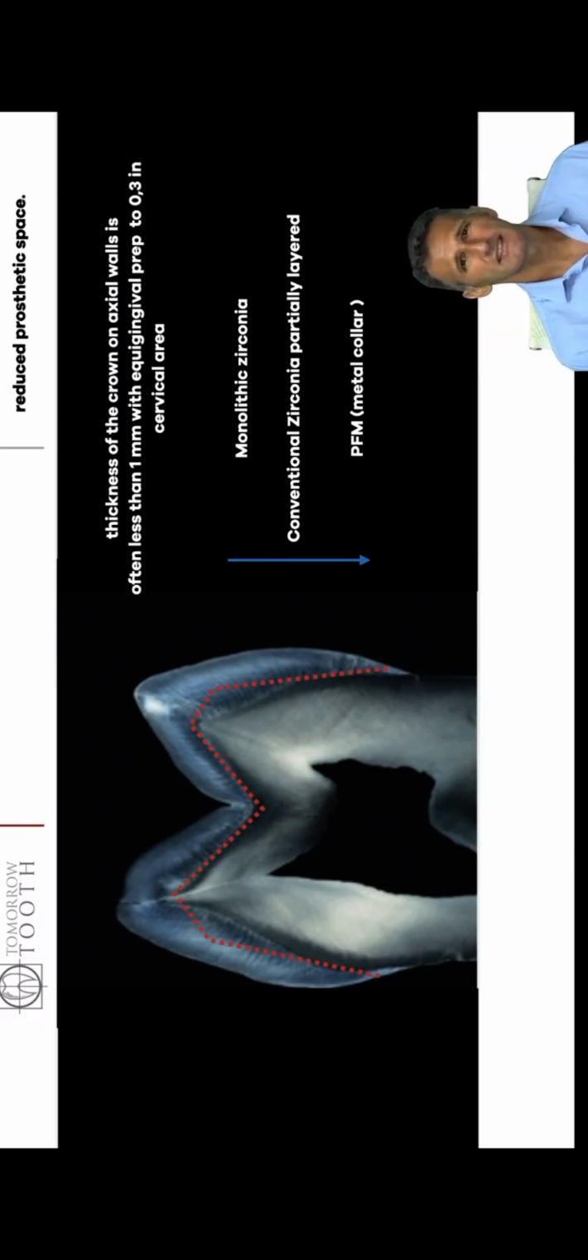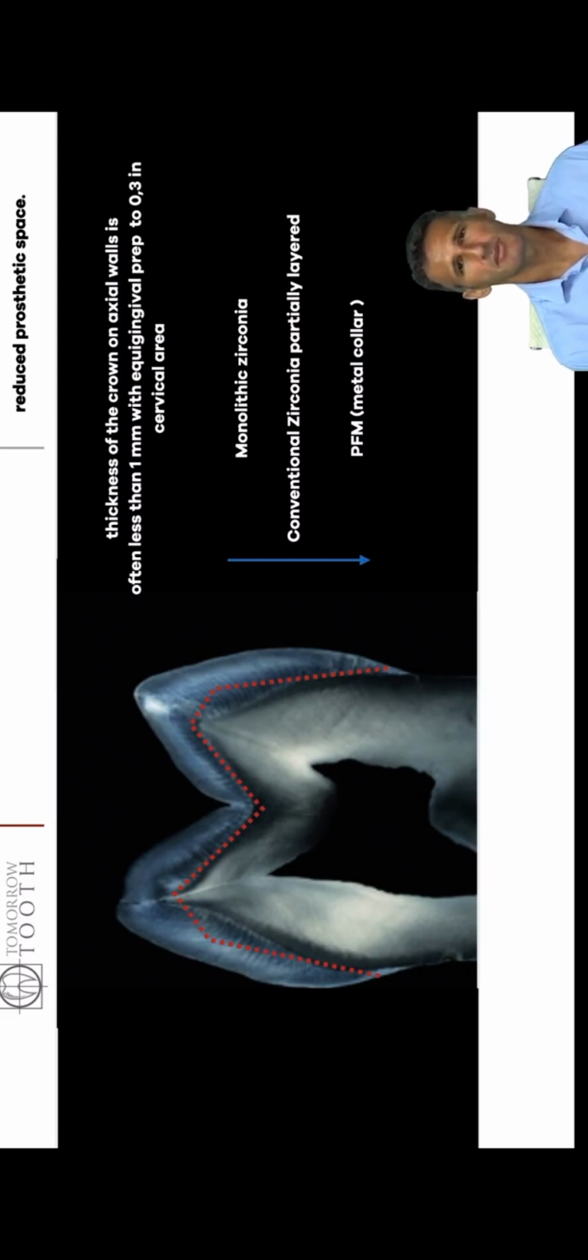The second choice is conventionally layered, possibly partially layered, ceramic over zirconia. Okay, in these cases what I was doing was to layer just the buccal wall or the occlusal surface, just the aesthetic part, and maybe keep just the zirconia core on the lingual or on the palatal. The last choice when you are working with the minimally invasive protocol is a PFM.